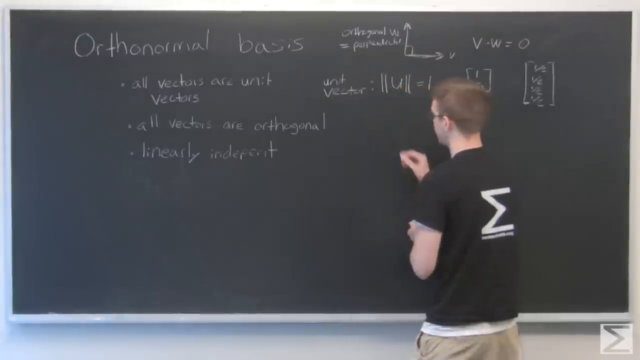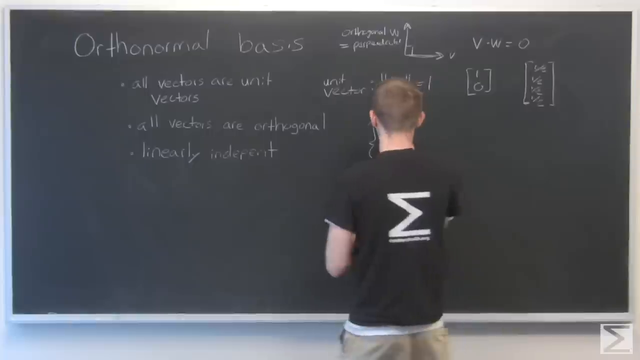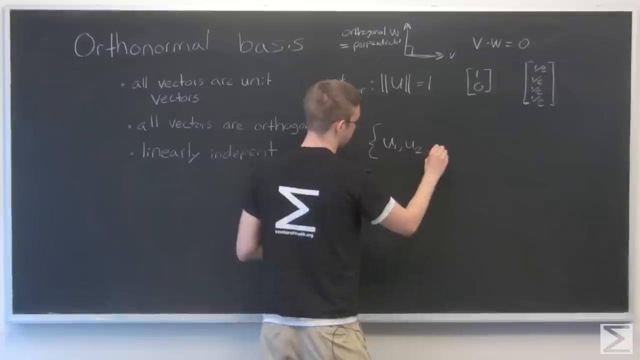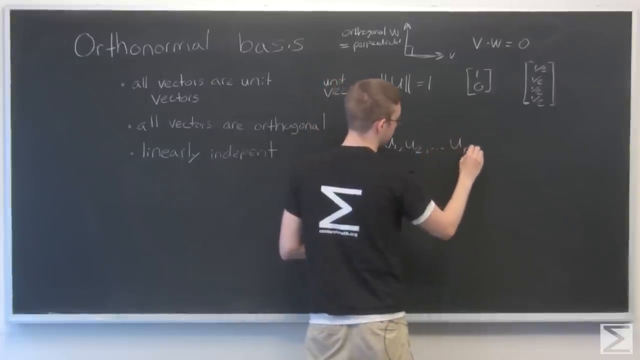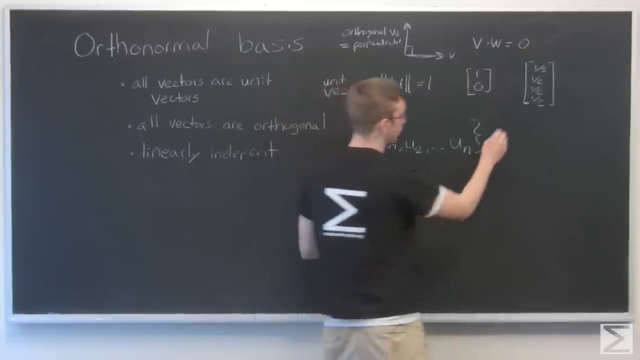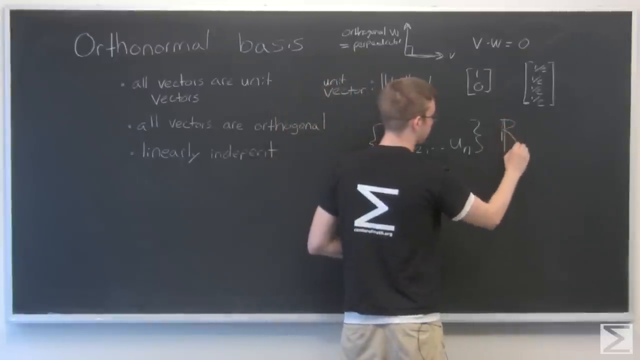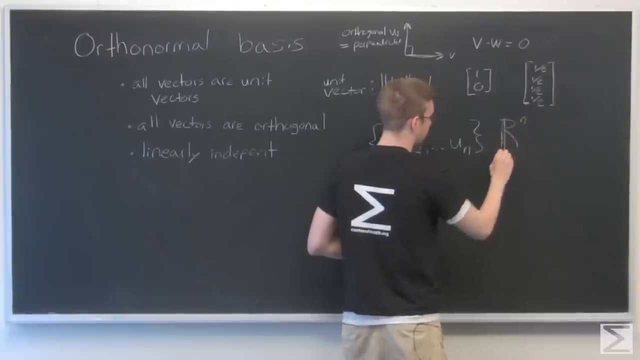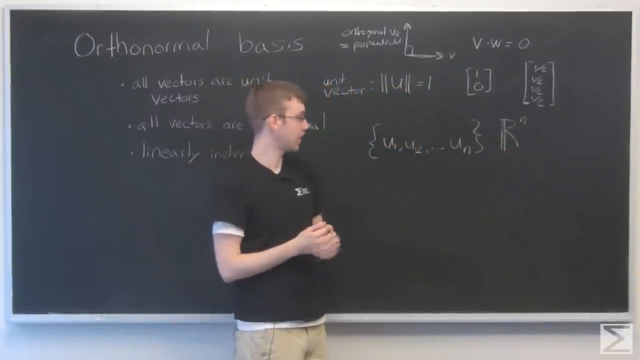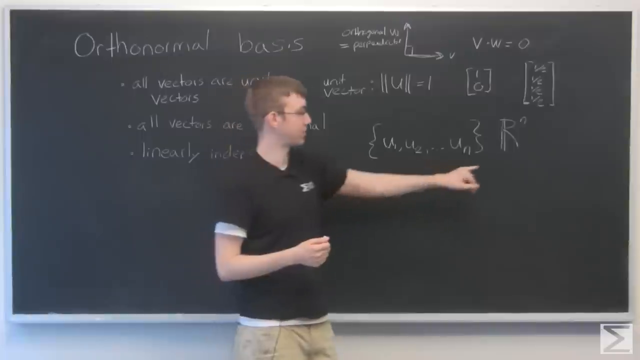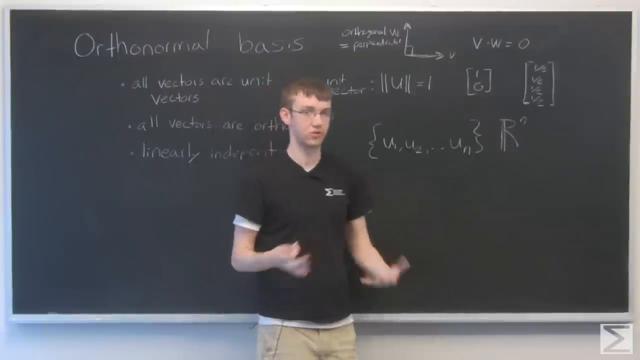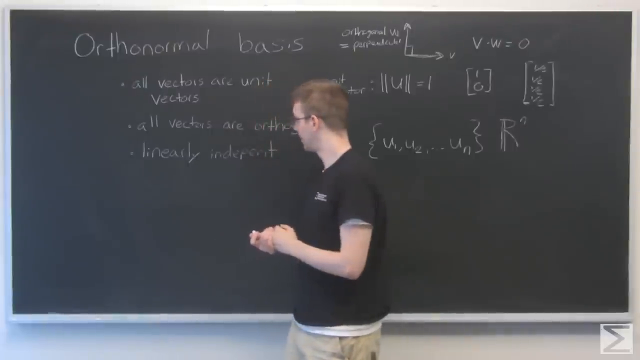So an orthonormal basis will look something like u1, u2, all the way up to un, for whatever Rn you're in. It means however many dimensions. I guess I should point out, for it to be a basis to span all of Rn, you need n vectors total in this orthonormal basis.